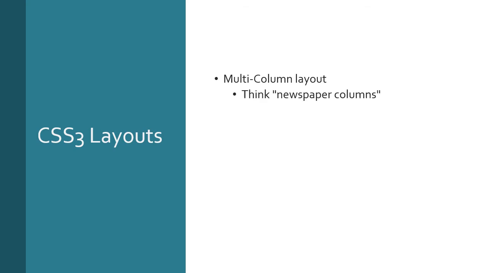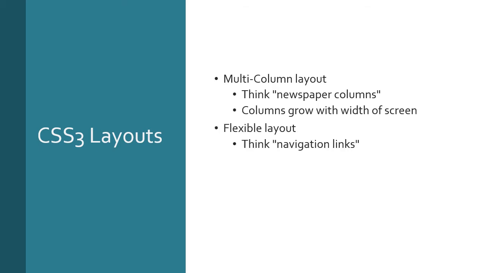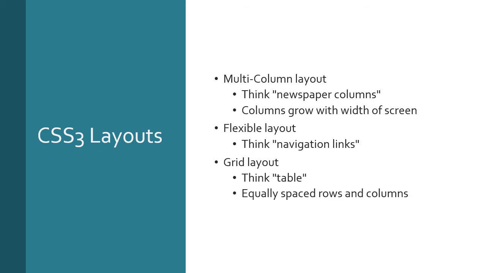There's a multi-column layout, think newspaper columns, and these columns can grow with the width of the screen. There's also a flexible layout, so think more of the navigational links like a nav bar, and grid layout, so think table, equally spaced rows and columns. They actually do a little bit more than that too, but let's take a look at each one of these.